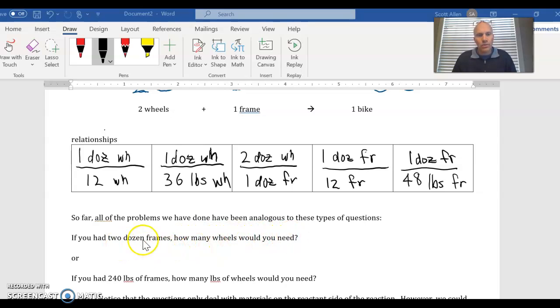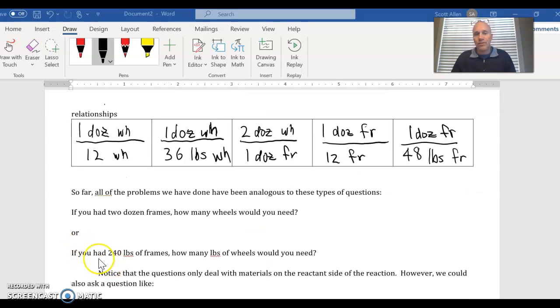I think that most people could figure out the answer to this even without using stoichiometry, but hopefully you realize with this question right here, I could solve it with a crossbar. I could start a crossbar with 2 dozen frames, and use these relationships in the crossbar, setting up those diagonal relationships to end up answering the question. Another question: if you had 240 pounds worth of frames, how many pounds of wheels would you need?